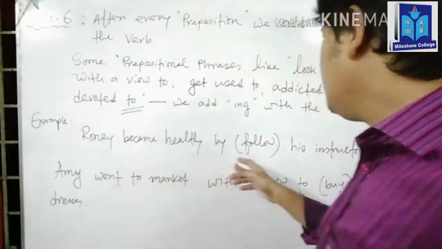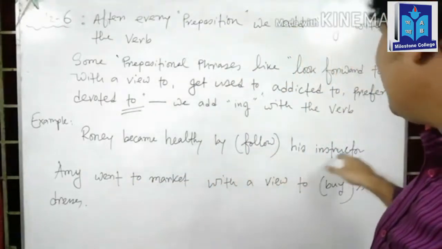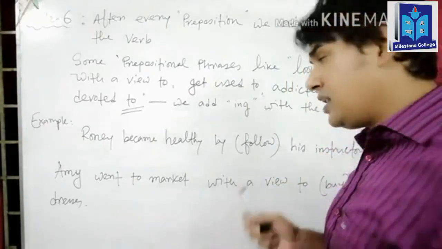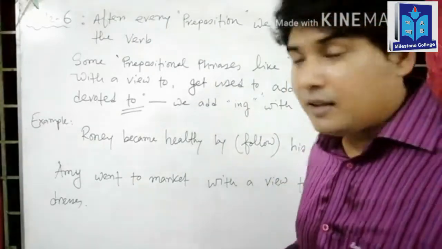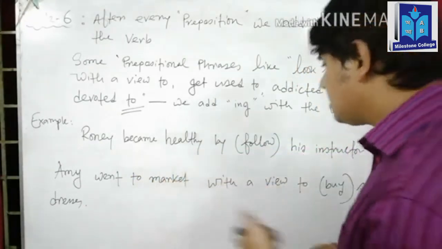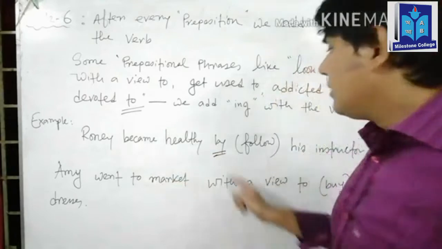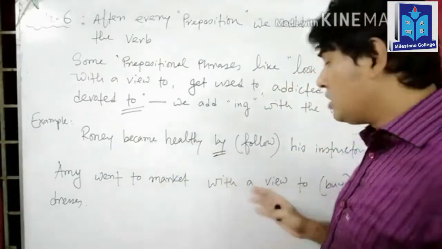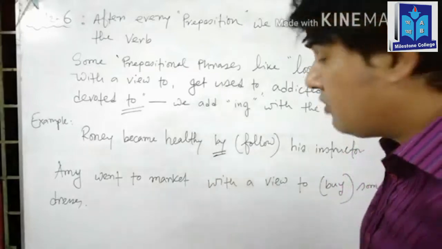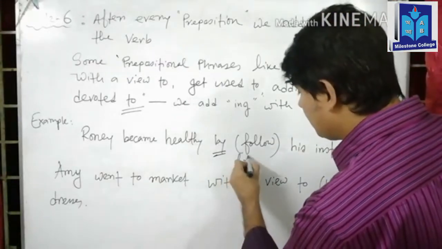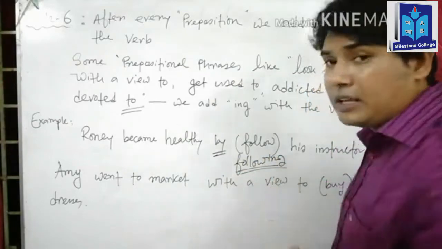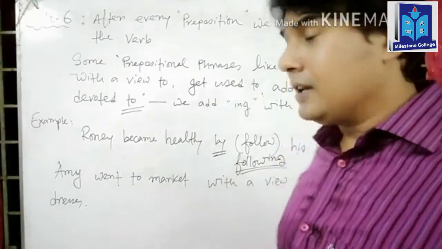Ronnie became healthy by follow his instructor. His gym instructor gave him some health tips and he followed them and became healthy. Here the preposition is by, and after every preposition, if we get a verb, then of course we have to add ing to the verb. So the answer will be by following.